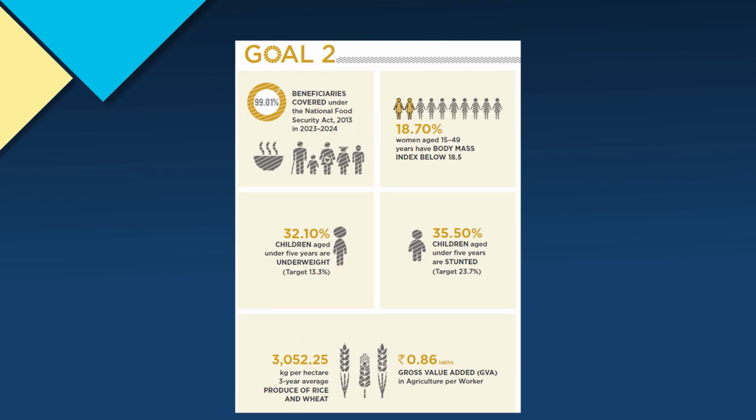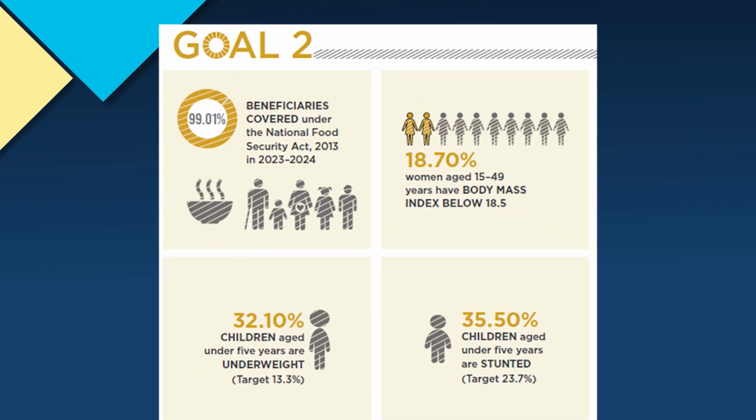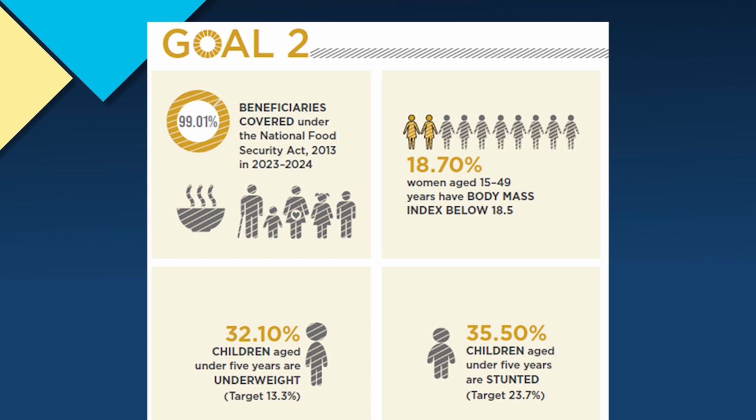When you look into the progress, we can still summarize in this way: we still have a long way to go. We have to work a lot. Effective implementation is important. As far as this goal is concerned, India has as of now covered 99.01% under the National Food Security Act 2013, as per the 2023-24 report. Then the body mass index below 18.5 is 18.7%. So we need to improve this.